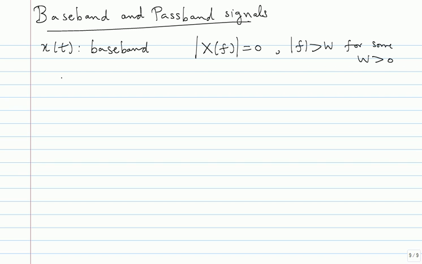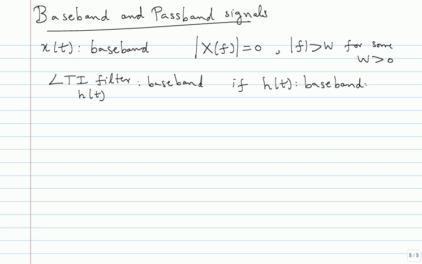Okay, and the next, a similar definition you have for an LTI system, an LTI filter with impulse response h of t. When is it supposed to be baseband? I'll say a baseband filter if h of t itself is baseband. Okay, so that's the definition.